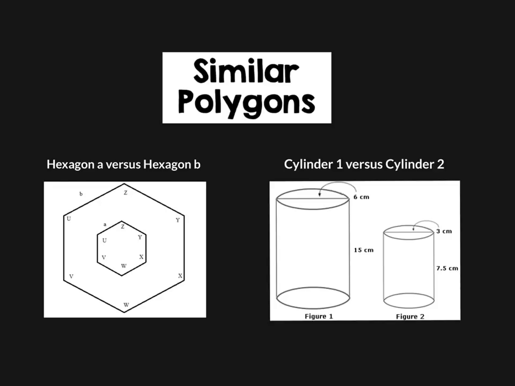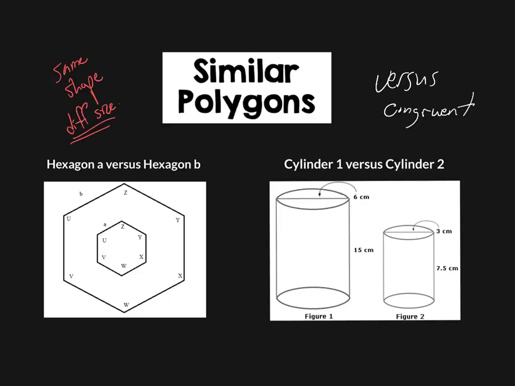In this video, we're going to be discussing similar polygons. First and foremost, let's not confuse the word similar with congruent. In similar polygons, what you have is the same shape, different size. Okay, so different size is the key piece. Similar is same shape, different size, whereas congruent is same shape, same size.